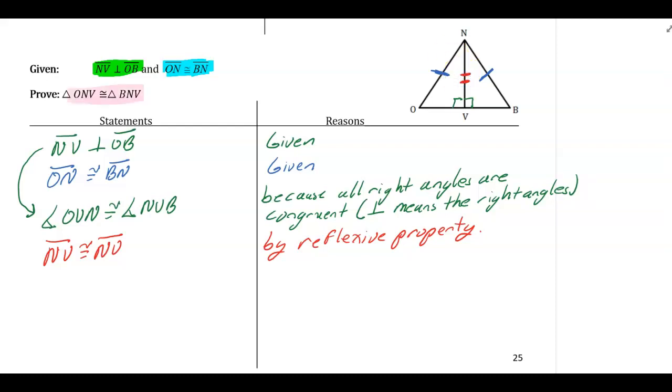So now looking at these triangles, we see the blue mark and the red mark. So those two triangles are congruent by hypotenuse leg. So I can say triangle ONV is congruent to triangle BNV. And the reason, as I said, is hypotenuse leg.